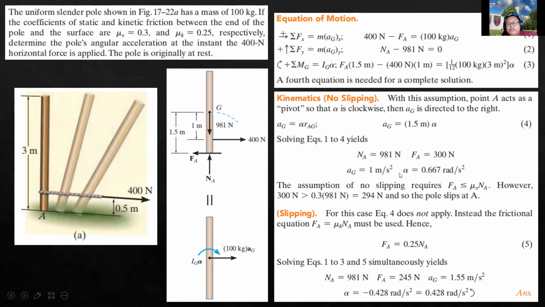Again, we need to check whether our assumption is correct or not. In this case, we assume that there is no slipping, right? But we need to check. The assumption of no slipping requires FA must be less than mu, the static friction, multiplied by the normal force at point A.